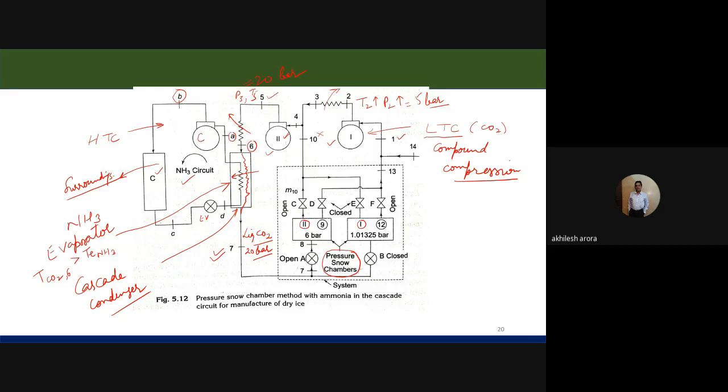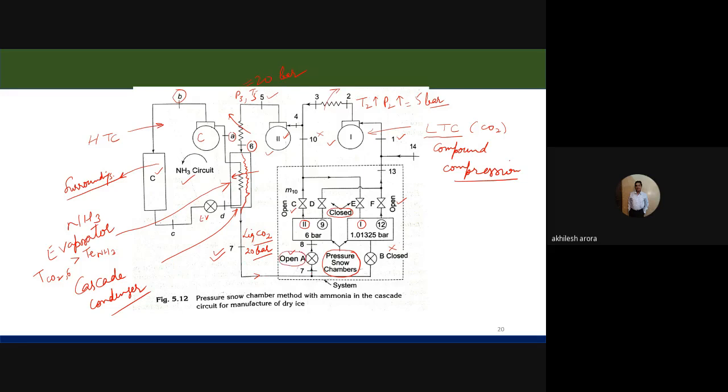Now let us try to understand what is happening here. You can see at point number 7, valve A is open, valve B is closed, valve F is open, valve C is open, whereas these two valves D and E are actually closed. The liquid which has been generated at point number 7 is passed through valve A.